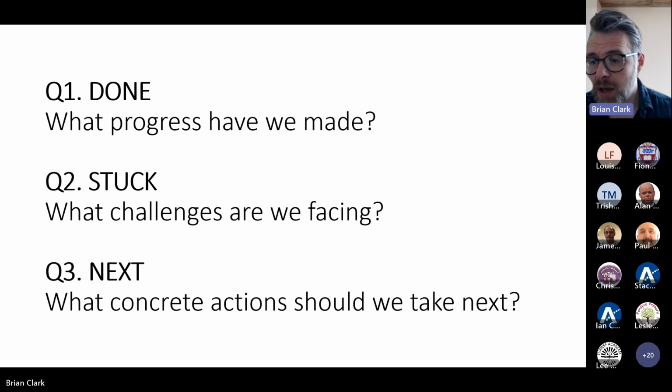And if things go wrong, that's okay. We can take time and course correct and change direction. So rapid action planning as part of responsive action can be a really useful tool.